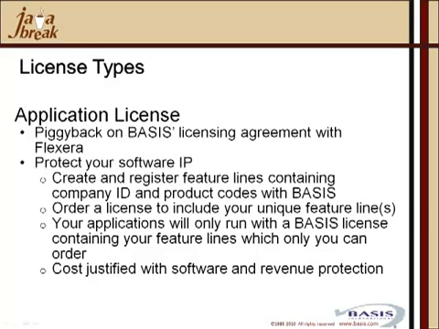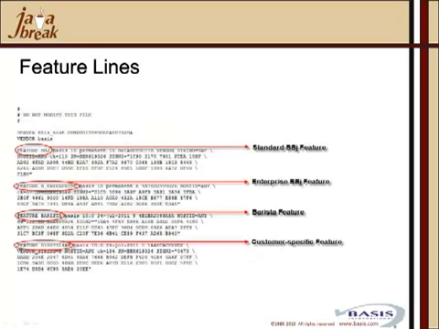Various modules can be licensed separately, and this greatly simplifies deployment and facilitates demonstration versions while protecting the source code. The risky alternative is to continue without this level of protection. I've mentioned feature lines a few times. Here's what they look like in the license file. You can quickly see the individual feature lines and if they are standard or enterprise editions.